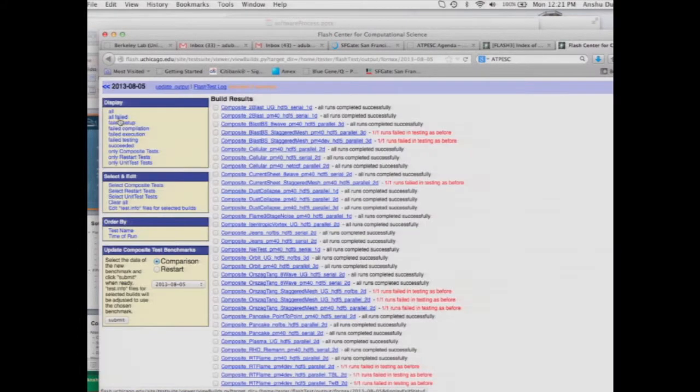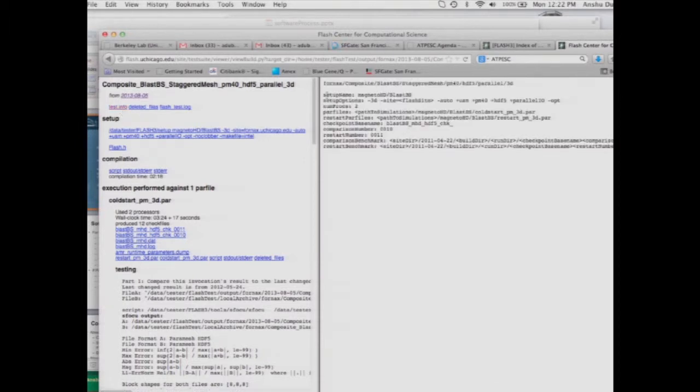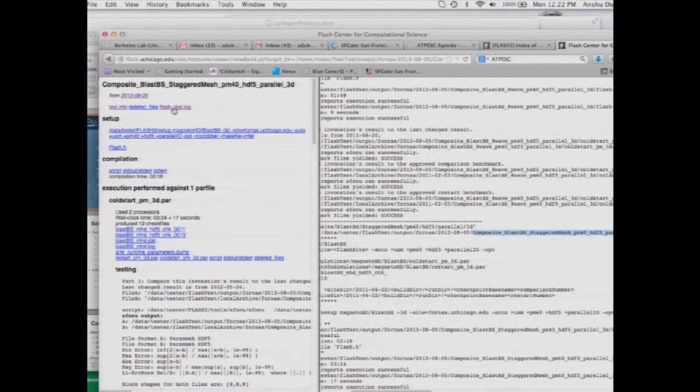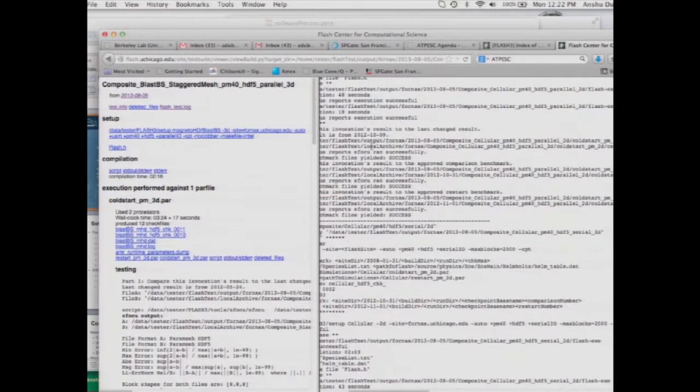So let's go to a day where there is a test that did not complete successfully. We're looking at BLAST BS, which is an MHD test. It's a one-dimensional MHD test, though it's been run in 3D mode, never mind. The details of the test are not important, but this is the information of the way the test was run. This is the log of the test, which tells you what happened during the output, and it will inform you where and how the test failed.